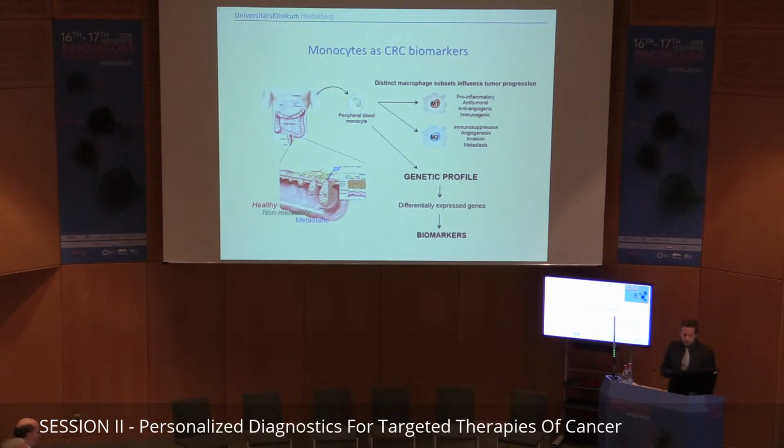These peripheral blood monocytes we isolated in a two-step isolation process. First, a density gradient centrifugation that led to a peripheral blood mononuclear cell pellet, and from that we did a positive isolation for CD14, which is a pan-monocyte marker. In these pure monocytes that had a purity of above 90%, we did a genome-wide expression analysis to delineate a genetic profile with differentially expressed genes that could be used as biomarkers.